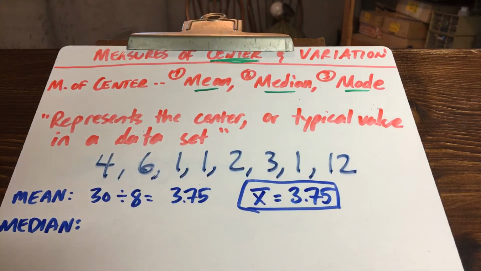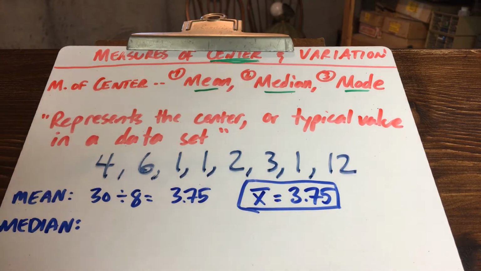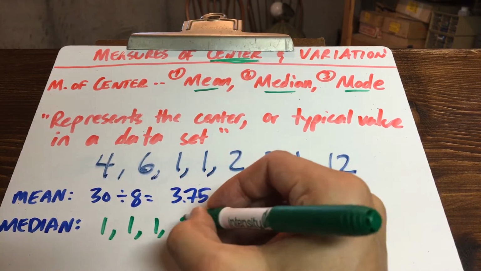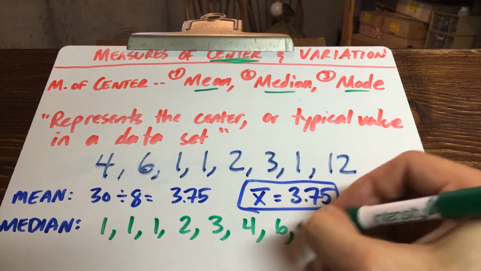But you've got to put the numbers in order first. To be honest, you can put them in order either way, greatest to smallest or smallest to greatest, but most of us always just go smallest to greatest because that's the more natural way to do it. And so here is my list of numbers.